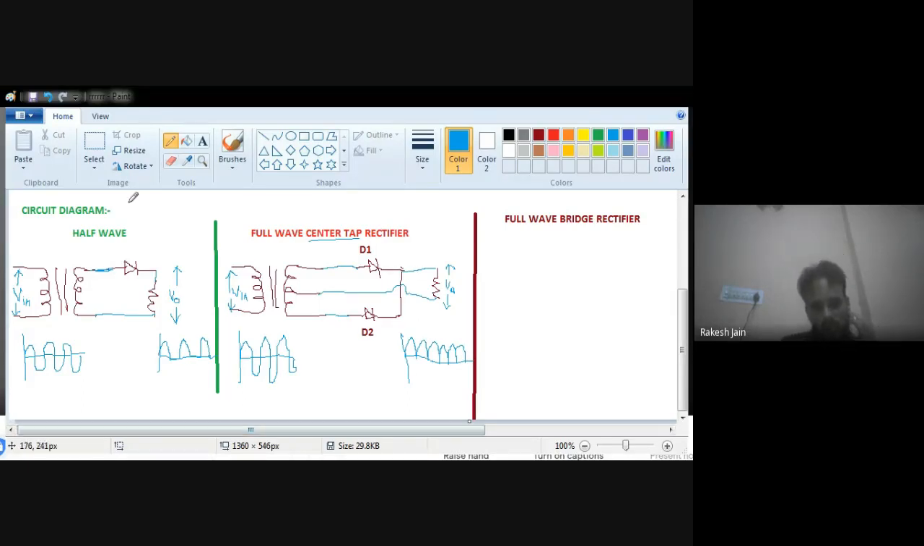Now the third one, how to draw the circuit diagram of a full wave bridge rectifier. So see very carefully. In case of full wave bridge rectifier, the waveforms are as it is like the full wave center tap rectifier. The input is AC and the output consists only of the positive half cycle. But the circuit diagram difference is there: instead of a center tap transformer, we require only a simple transformer. Instead of 2 diodes, we require 4 diodes here, and they are connected in a bridge manner. Very carefully, see this one.